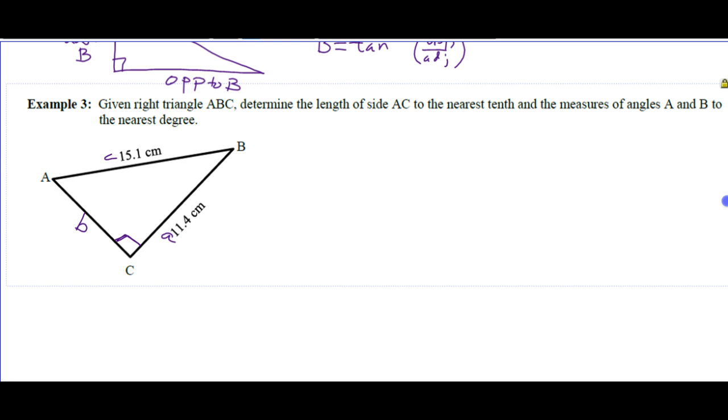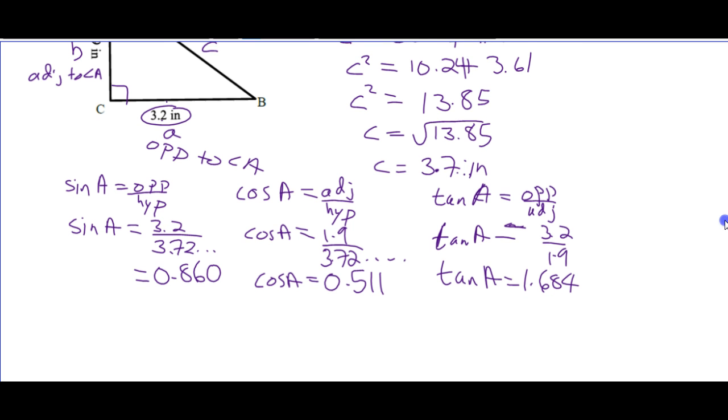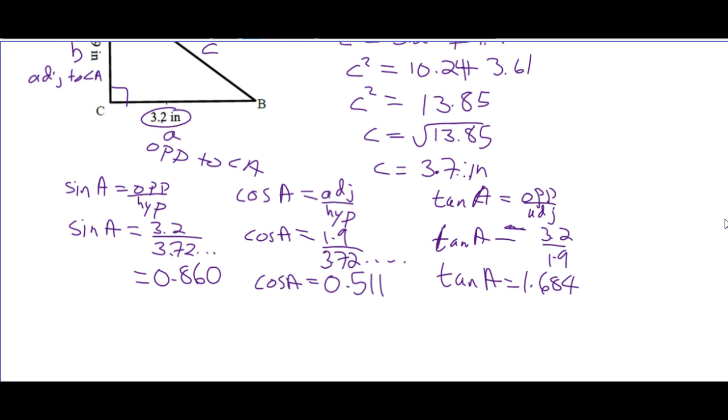Okay. Well, here was a question back about example 1. It's actually kind of important, so let's look at that, and then we'll end and pick up tomorrow. So example 1 said the three primary trig ratios rounded to nearest thousandth. So it didn't ask us to work out angle A. It asked us to get the sine of angle A, the cosine of angle A, and the tangent of angle A. So there's a difference between work out the trig ratio and work out the angle.